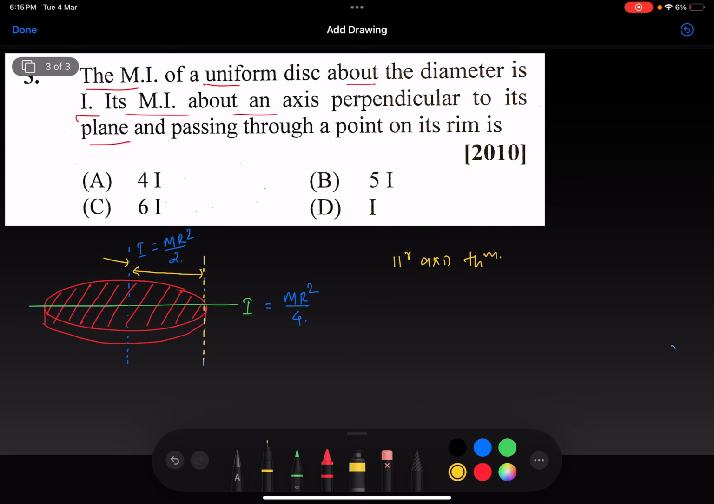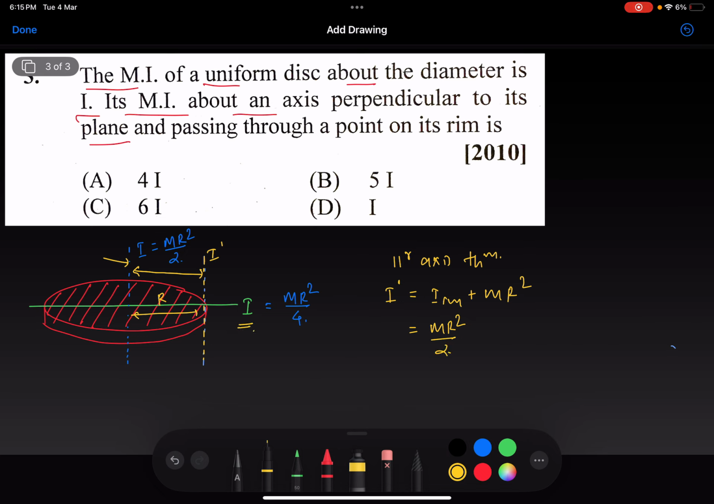And what is the parallel axis theorem? The moment of inertia about this axis is, let's say, I dash. So I dash equals ICM plus md square. d is the distance between these two axes. Here it is radius r, so instead of d we can write r square. So what is ICM? It is mr square by 2. But we want the answer in terms of I.